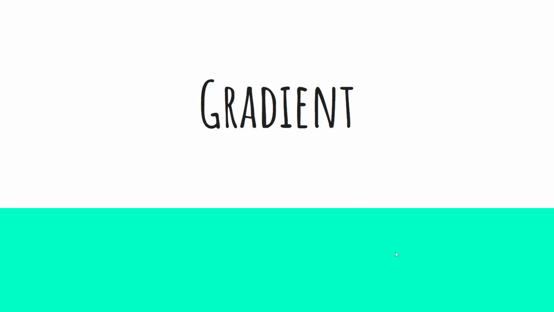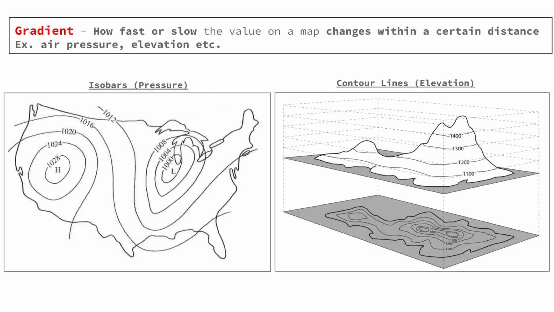Hi everyone, today we're going to talk about how to determine gradient on a map and what that is. So let's start with what gradient is. Gradient is how fast or slow the value on a map changes within a certain distance. For example, it might show how fast or slow air pressure is changing or elevation is changing on a map within a certain distance.